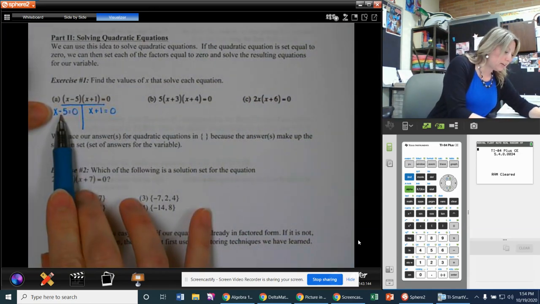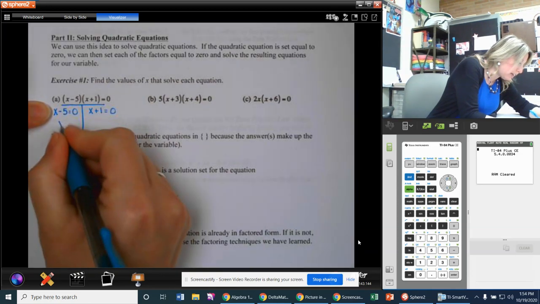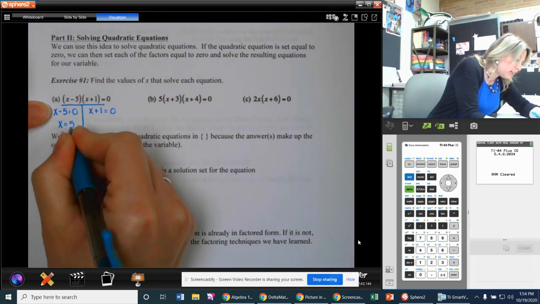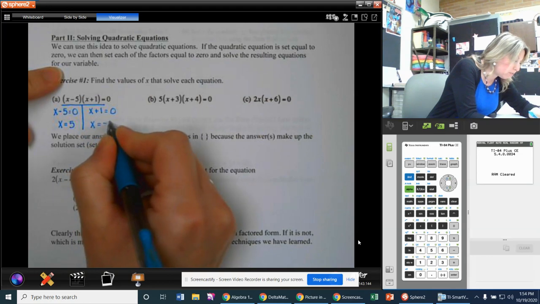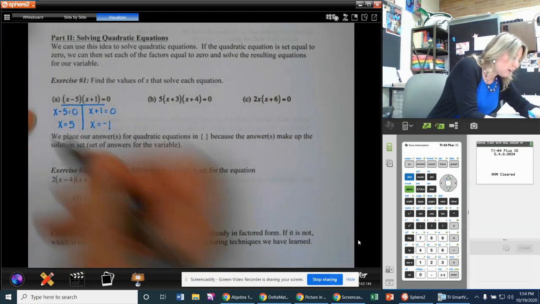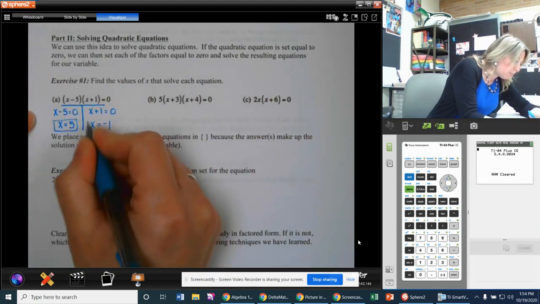Over here, it's a nice easy one. Add 5 to both sides. I get x equals 5. Over here, a nice easy one. I subtract 1 from both sides. I get x equals negative 1. So that means that 5 and negative 1 are my answers.